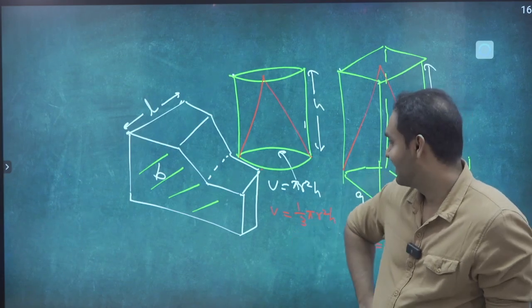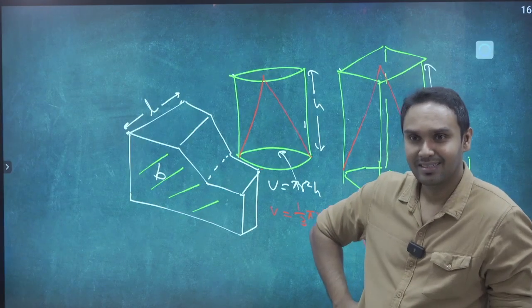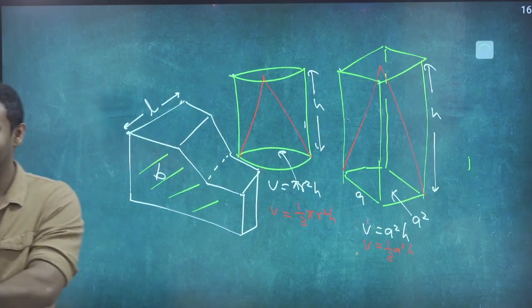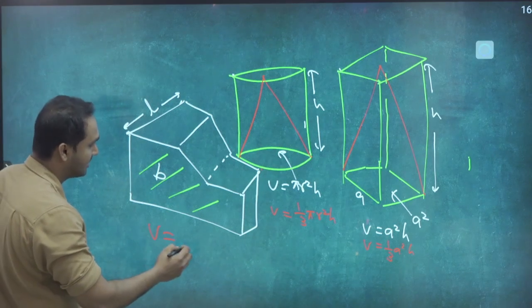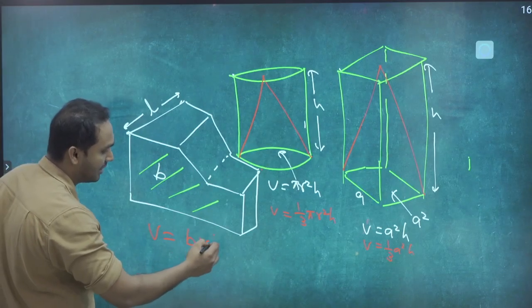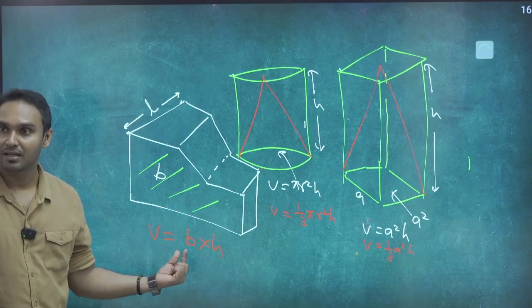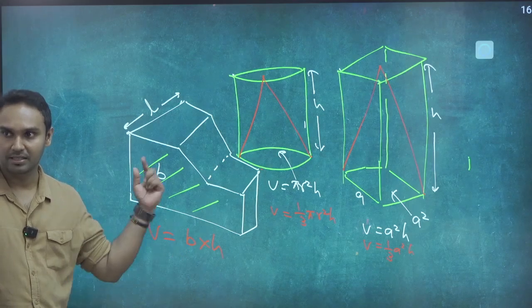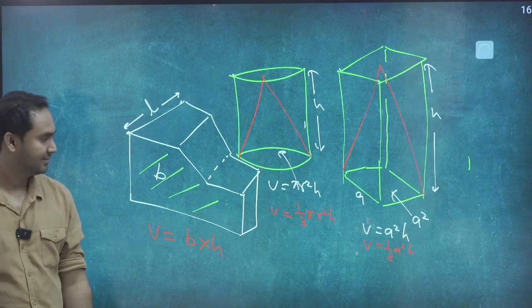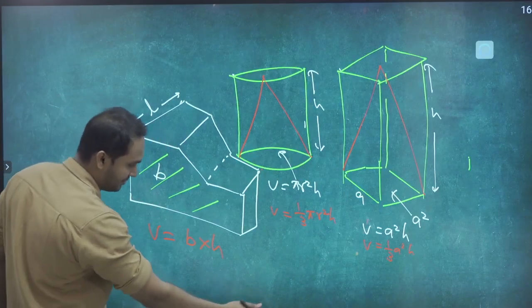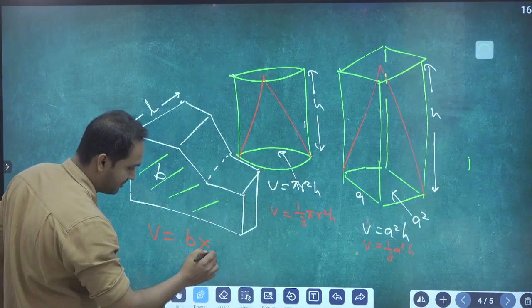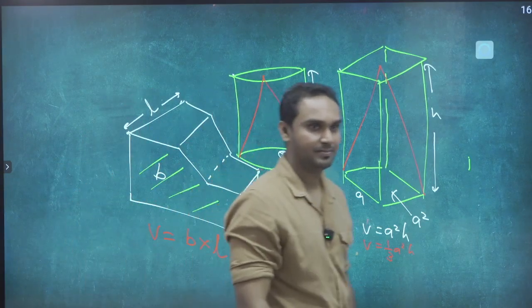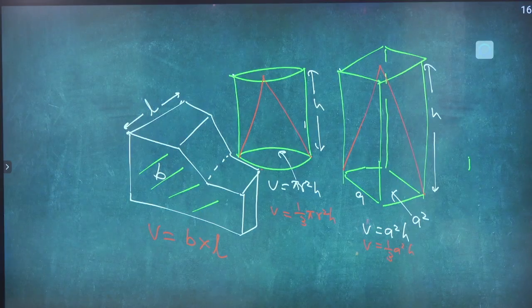Shall we draw this one? So the volume here is equal to what? B into H. Now B is the uniform cross-sectional area, and H is the uniform height. Sorry, it's L, not H. Understood it? Good.